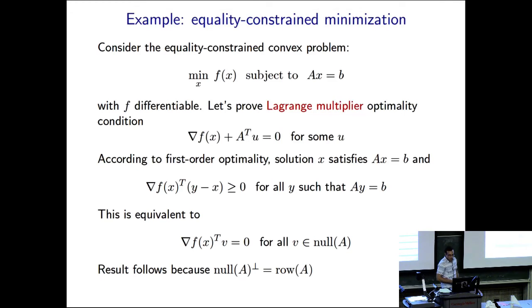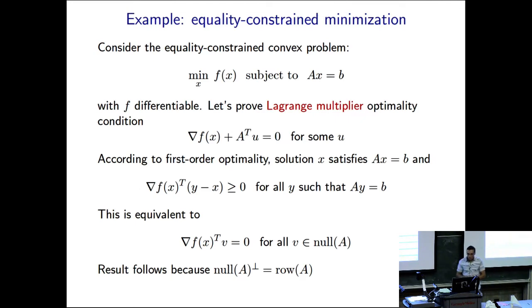Another example of something that we can prove right from this first order optimality is what we call the Lagrange multiplier condition for equality constrained minimization. We'll greatly generalize this when we talk about the KKT conditions, so I'm not going to focus on this too much. It follows a very similar logic to what I just did here with you. You can apply first order optimality: we have a minimizer for this equality constrained problem if and only if the gradient of f at x transpose times y minus x is bigger than or equal to 0 for all feasible y, which means that y is such that A times y is equal to b.